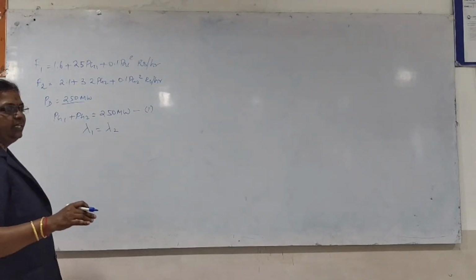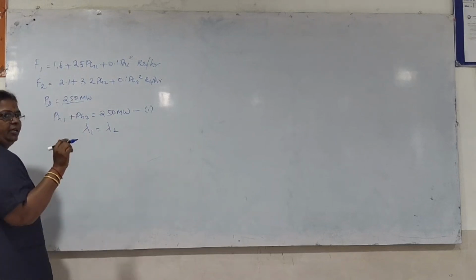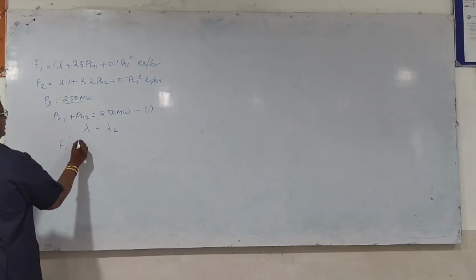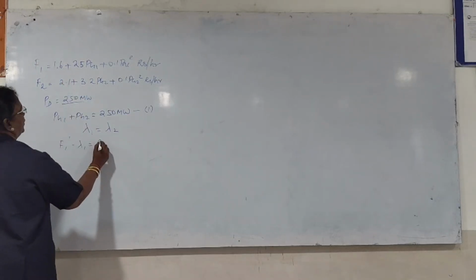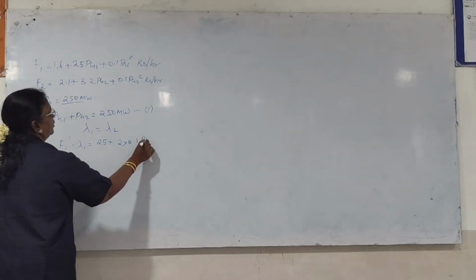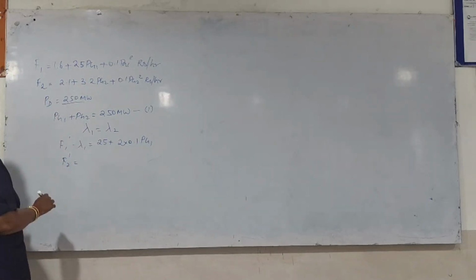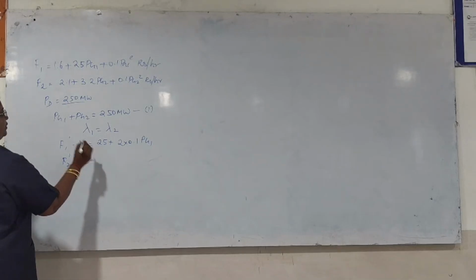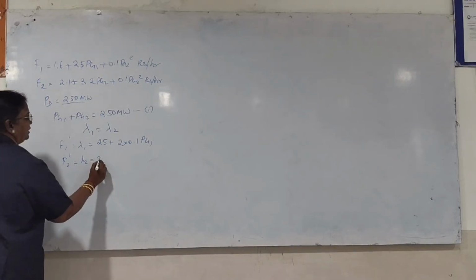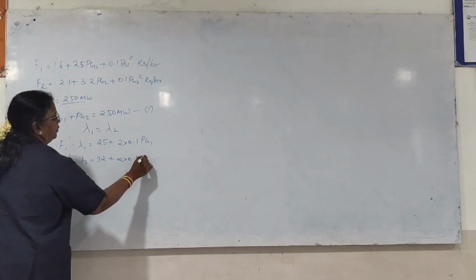So what is lambda 1? Lambda 1 is the first derivative of F1. First derivative means F1 dash, that is lambda 1, that is 25 plus 2 into 0.1 Pg1. Like that, from F2 dash, the first derivative, that is lambda 2, is 32 plus 2 into 0.1 Pg2.